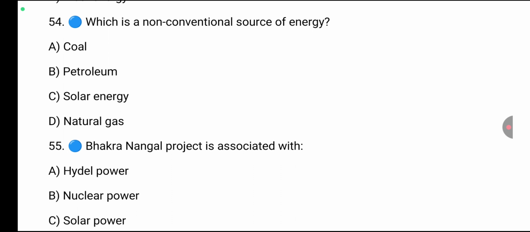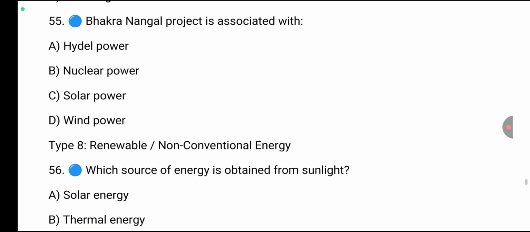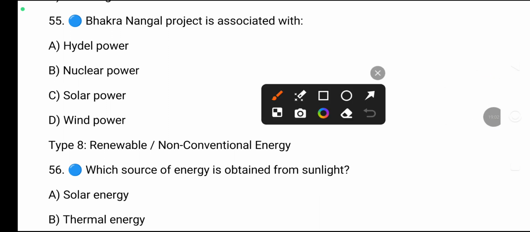Now moving on to question number 54. Which is a non-conventional source of energy? Coal, petroleum, solar energy, natural gas. The answer will be C, that is solar energy. Now moving on to the next question. Bhakra Nangal project is associated with. The options are Hydel power, nuclear power, solar power, wind power. That is Hydel power.